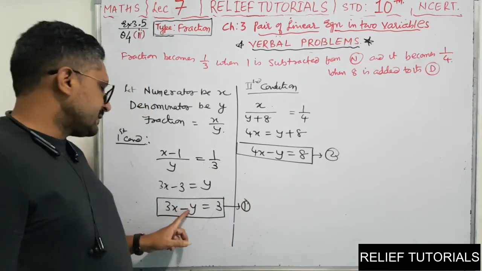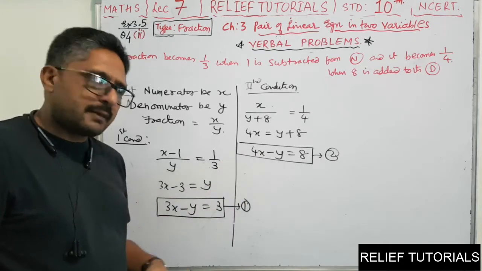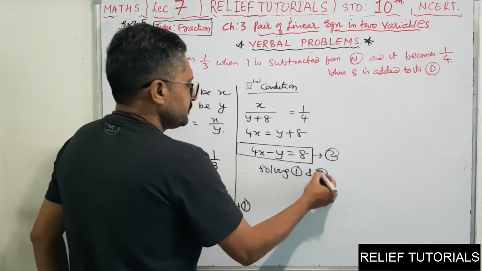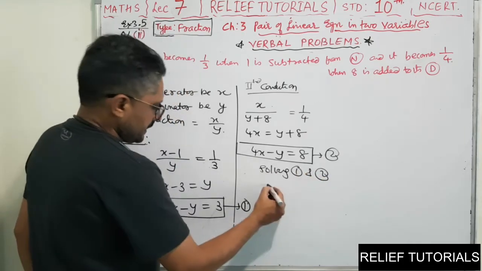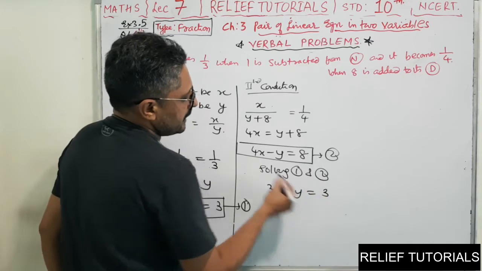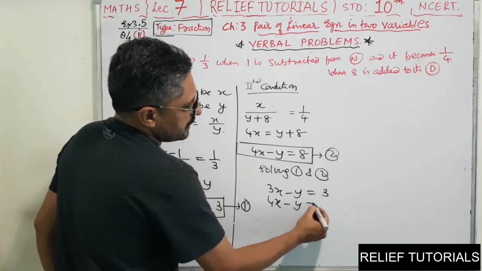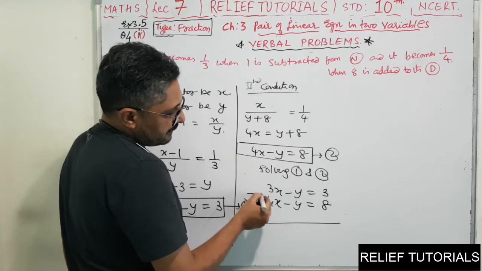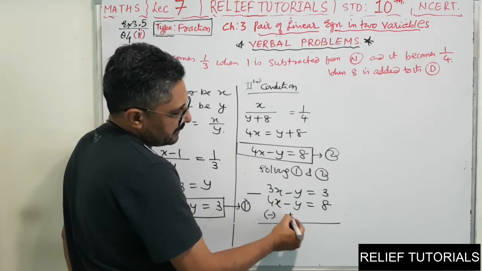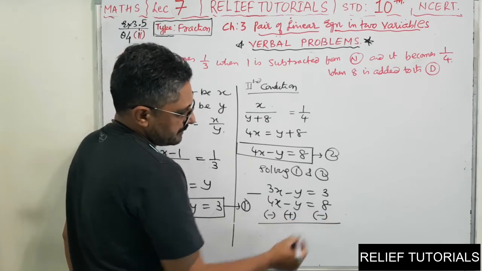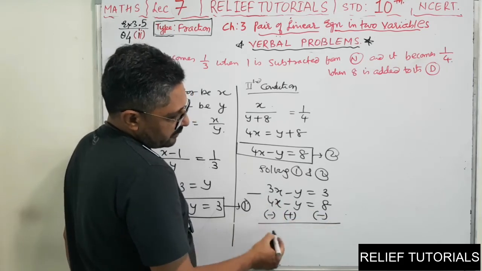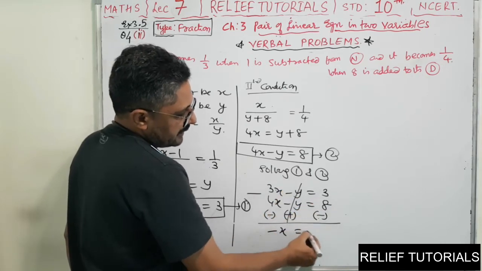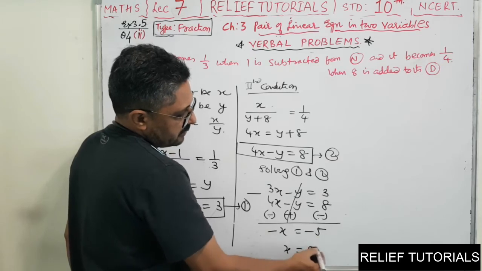Now the coefficient of y is minus 1, here also y is minus 1, so no need of multiplying, we will just solve. Solving 1 and 2. That is 3x minus y is equal to 3. Here 4x minus y is equal to 8. So you know that the coefficients are the same but not opposite, so subtraction. So plus will become minus, minus will become plus, and plus will become minus. 3x minus 4x, so you will get minus x. This will get cancelled. 3 minus 8, so you will get minus 5. So x is equal to 5.